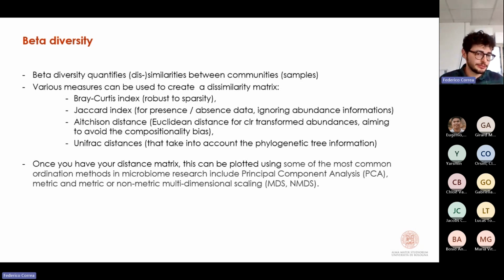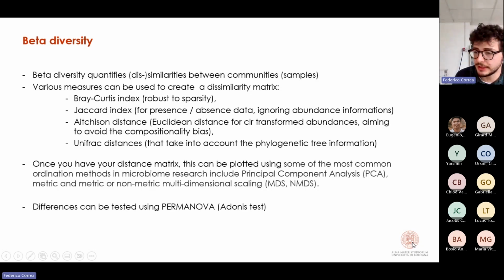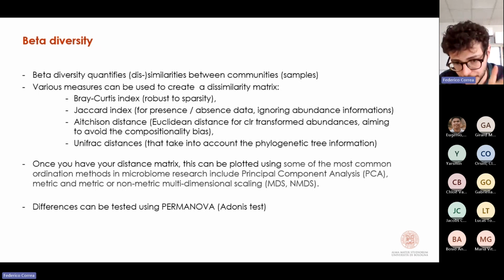Once you have created your fantastic distance metrics, you usually plot it with principal component analysis, or more commonly with non-metric multidimensional scaling. This gives you an idea of how your samples are similar or not. But usually it's just a visual inspection of the data. If you want to test differences, the most common approach that is well established is to perform a PERMANOVA test, that usually is an ANOVA model with permutations.